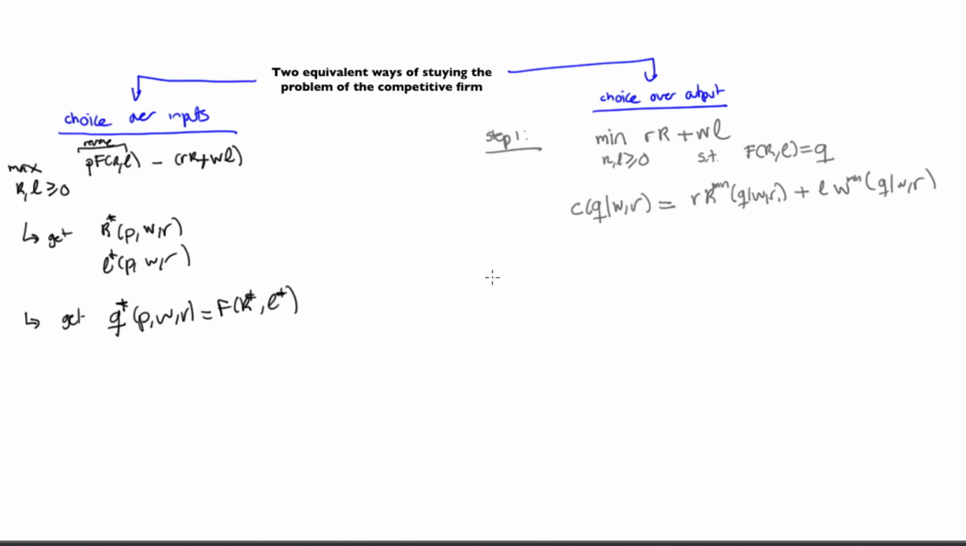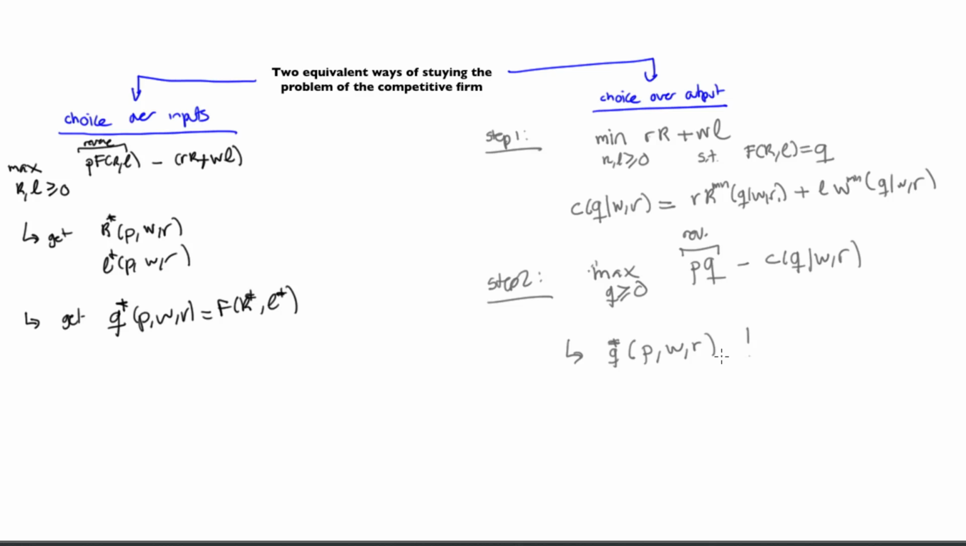Now, given that, we can move to step 2, which says we're going to choose how much we want to produce to maximize P times Q, again this is the revenue, minus, now we don't have a cost function of that type, we know exactly what it costs to produce. It comes from the first stage, minus the cost of Q given W, R. And when you solve this problem, you're going to get the supply, Q star of P, W, R.